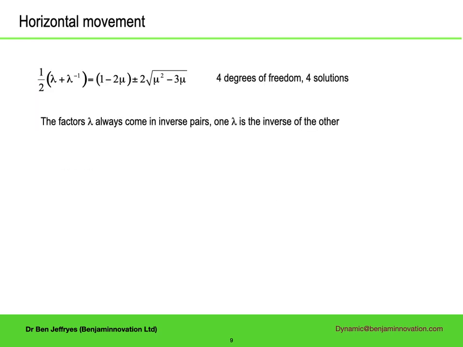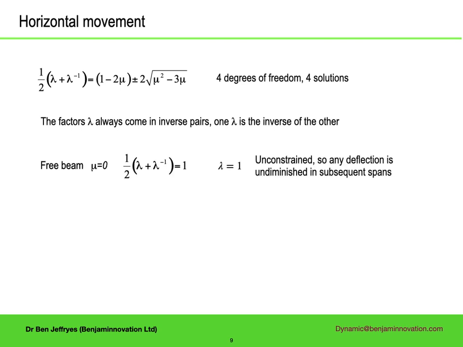This is quite easy to solve, at least in terms of what I called cos of theta before, the sum of the exponential factor and its inverse. Clearly, the exponential factors, lambda, come in pairs, so if lambda is a solution, then so is 1 over lambda. So there are 2 pairs of solutions, corresponding to the sign of the plus-minus term.